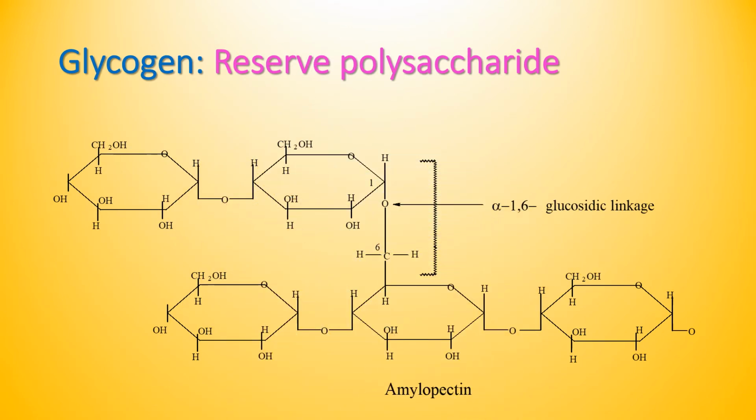This is the structure of glycogen. If you look at this structure, it is similar to that of the amylopectin structure. There is a straight chain of alpha 1,4 glycosidic bonds, and there is branching at alpha 1,6 glycosidic linkages.